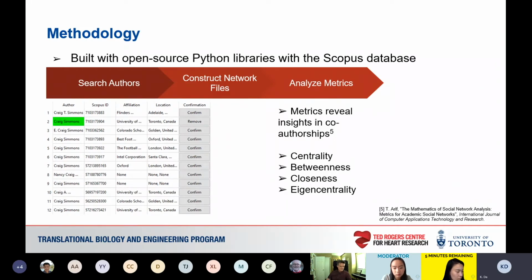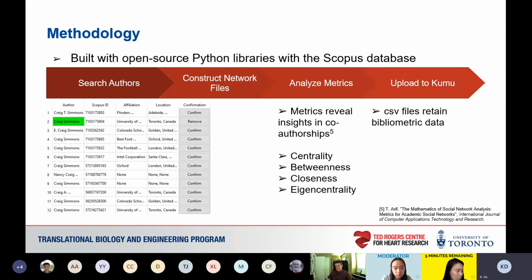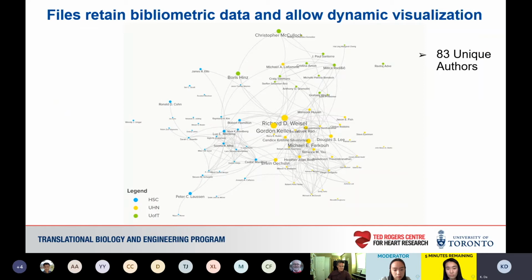After analyzing metrics, our program is also able to generate appropriate files, which can then be downloaded and sent on Kumu, which is an open software website online that allows for more dynamic and interactive visualization while retaining bibliometric data. So here's an example of what one of our files can produce on the Kumu website.